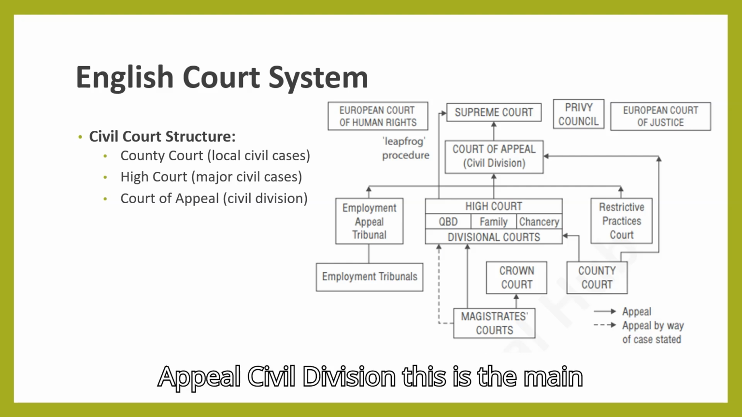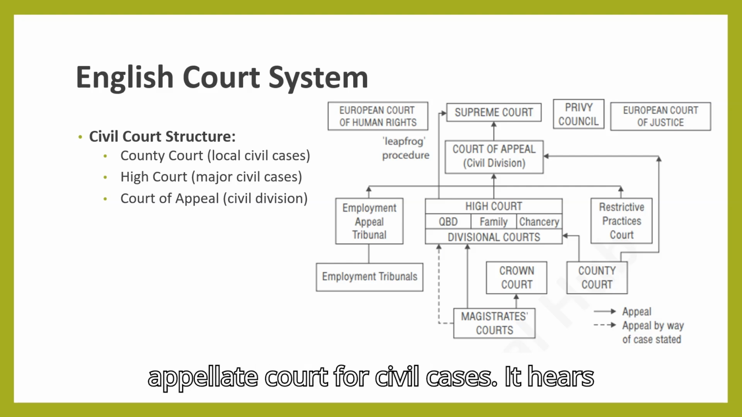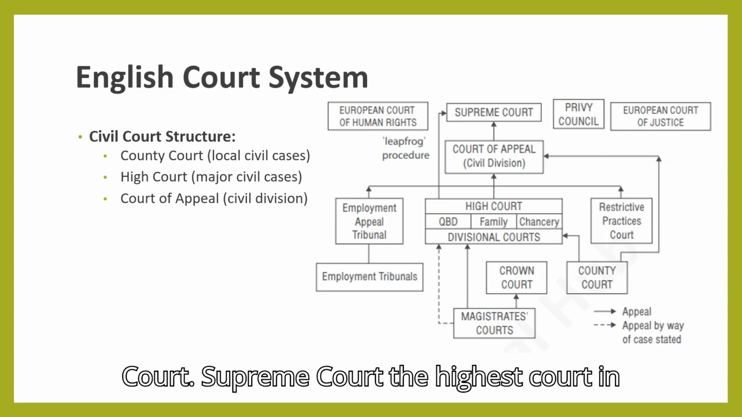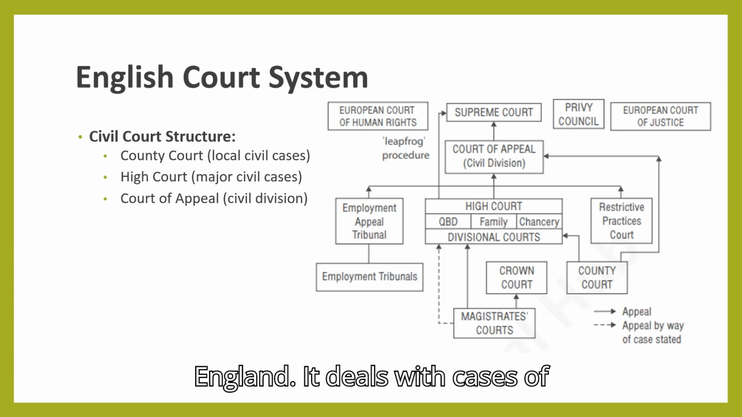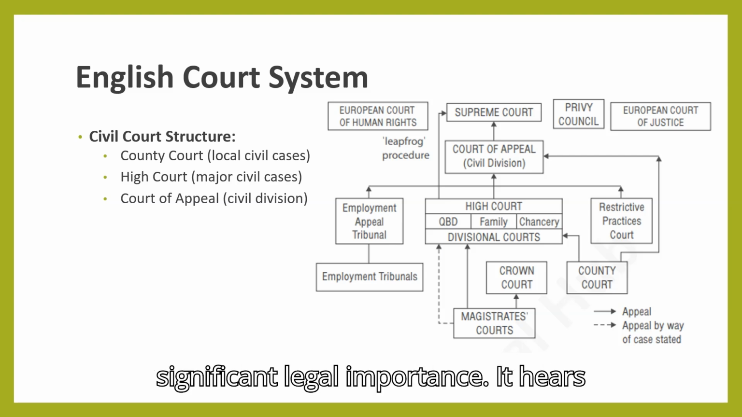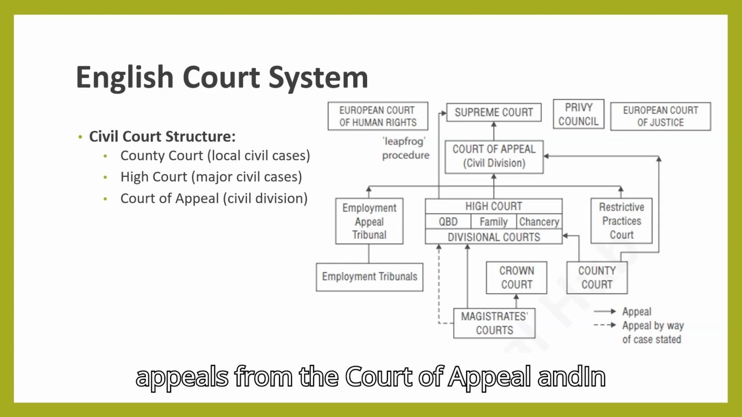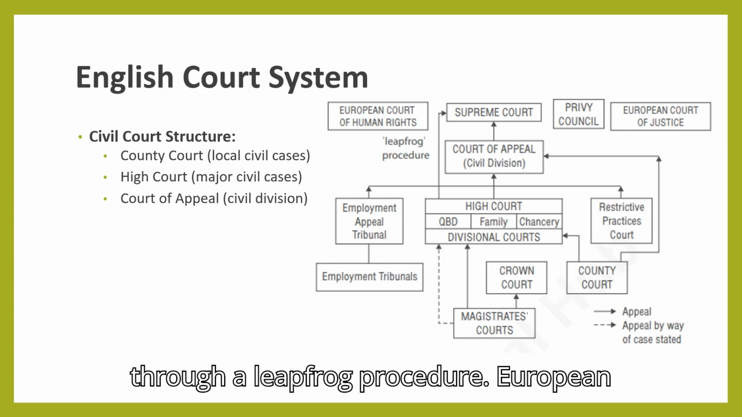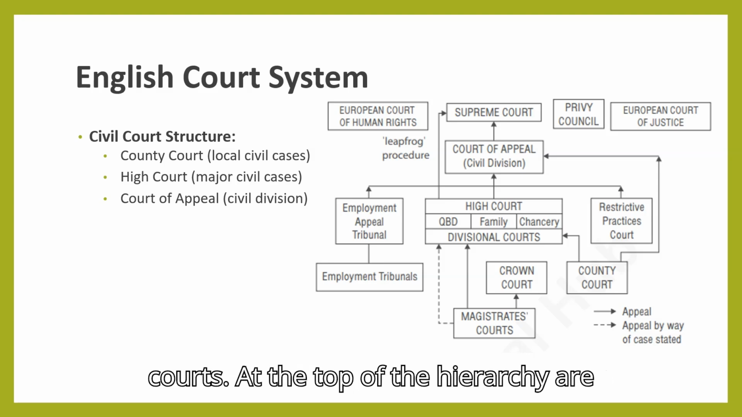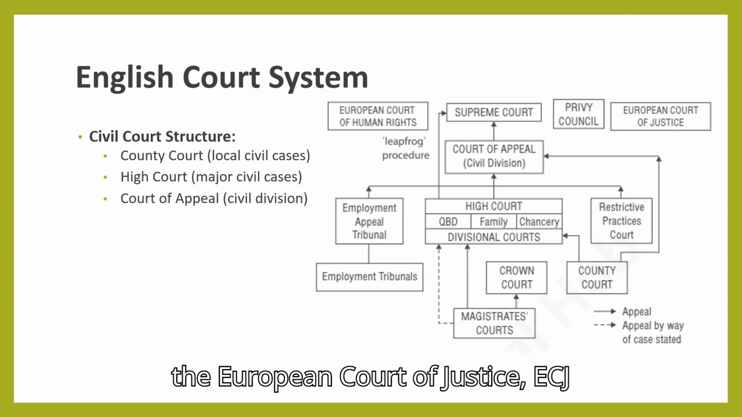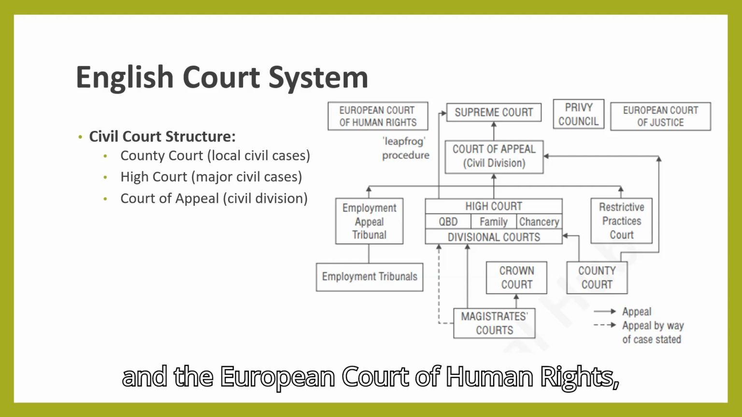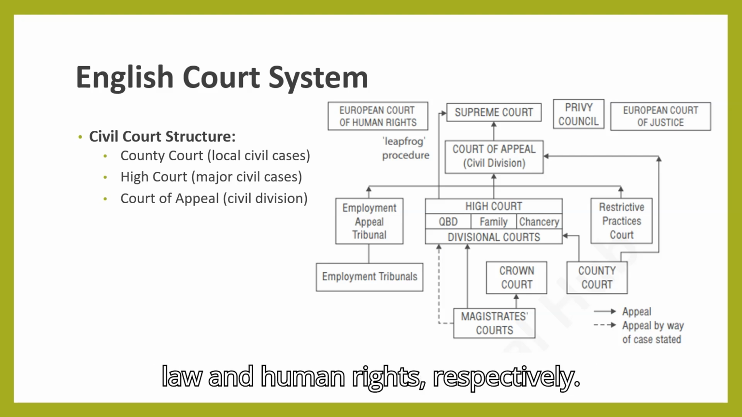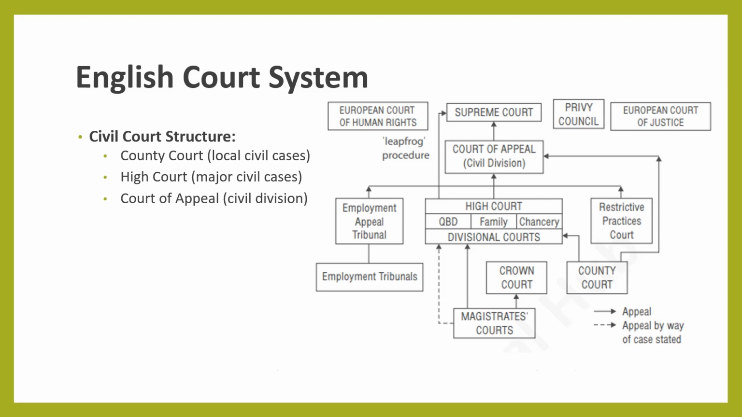Court of Appeal, Civil Division, this is the main appellate court for civil cases. It hears appeals from the High Court and County Court. Supreme Court, the highest court in England. It deals with cases of significant legal importance. It hears appeals from the Court of Appeal and, in some cases, directly from the High Court through a leapfrog procedure. European courts. At the top of the hierarchy are the European Court of Justice, ECJ, and the European Court of Human Rights, ECHR, which handle cases involving EU law and human rights, respectively.